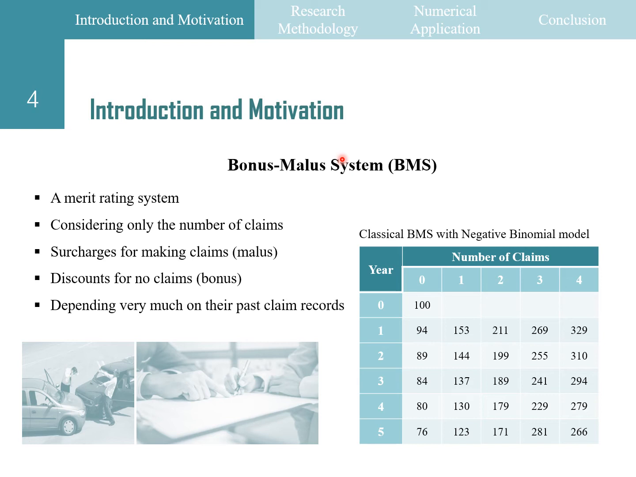This traditional system considers only the number of accidents. If the policyholder makes a claim one or more times, they have to pay more premium in the next period, which is called malus. But if they don't make any claims, they pay less premium in the next period, which is called bonus. Moreover, it depends very much on the historical claim records. The purpose of this system is to reduce the insurance premium for drivers with good driving behavior and to increase it for those who are not careful when driving.